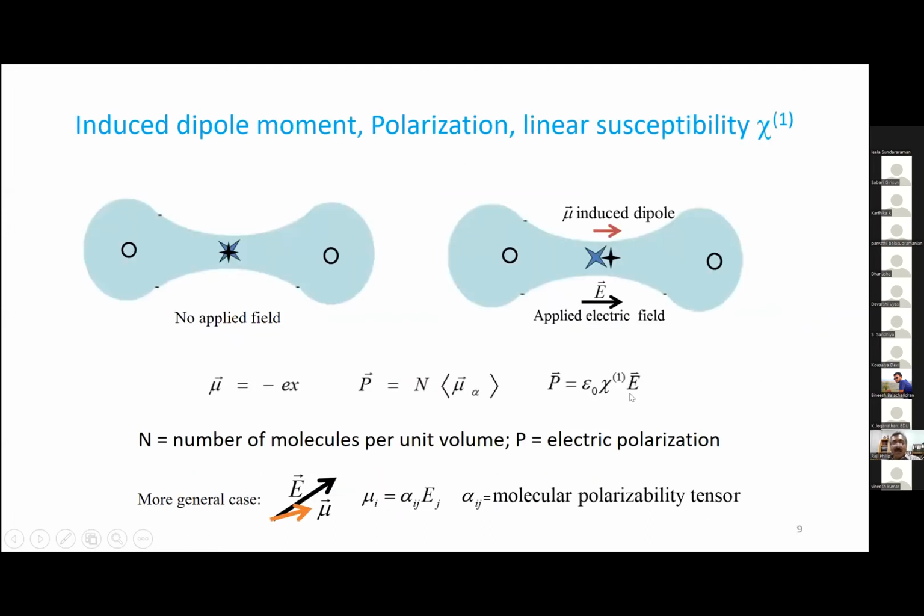And this can be written in the form P equals epsilon naught chi1 E. In the more general case, as I told you earlier, this is actually a tensor equation, which means that if you apply an electric field in a certain direction, you may have a component of the dipole moment in another direction also. That kind of situation you always write by this tensor expression, mu_i equals alpha_ij E_j, where alpha_ij is the molecular polarizability tensor.